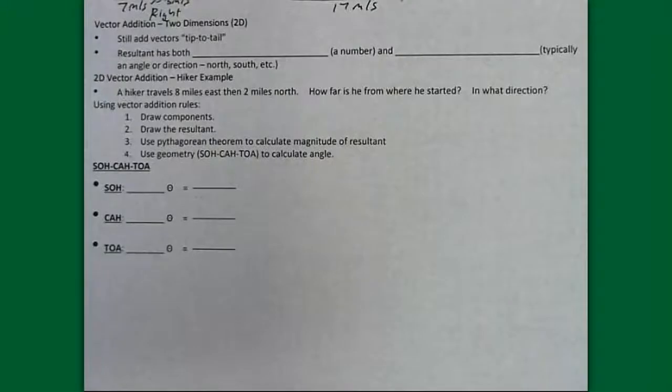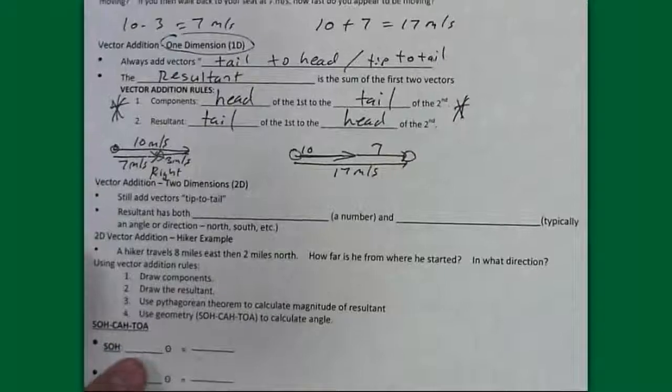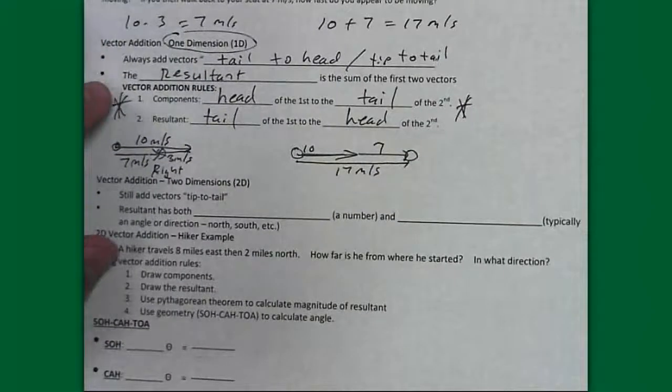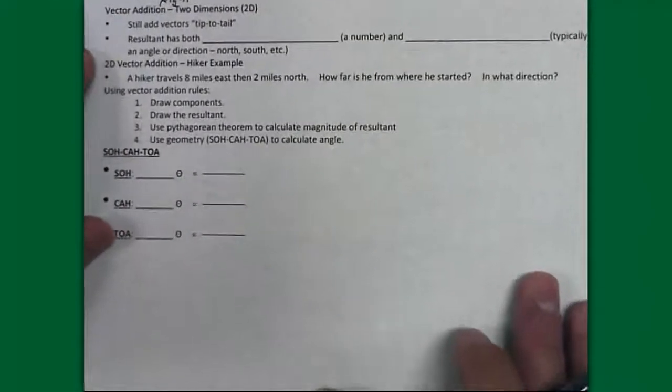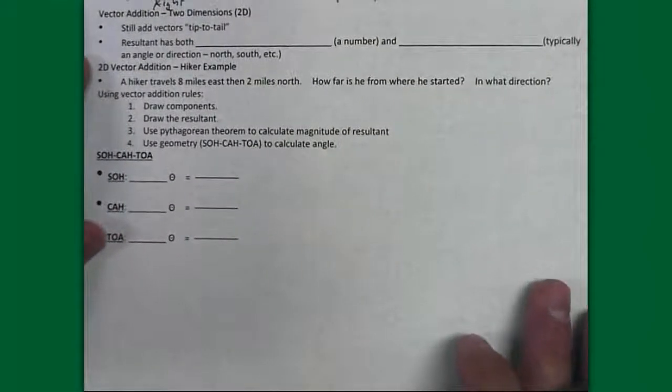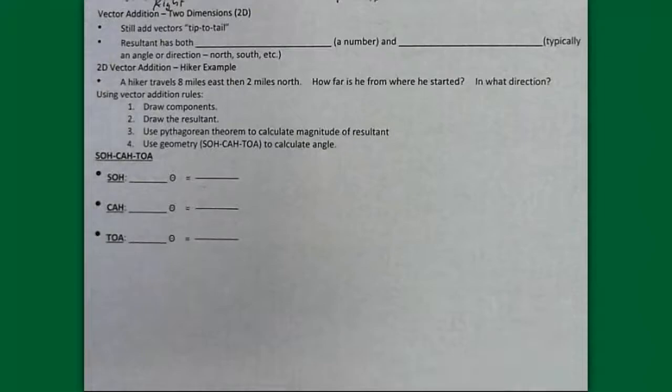Alright, I want to talk about adding vectors in 2 dimensions in this video. Here we talked about 1 dimension vector addition. That's pretty simple, subtraction and addition. This is going to be just a little bit different, and actually different, but we've already done this, you'll see. We're just putting a little bit different words to it, a little bit different spin on it.